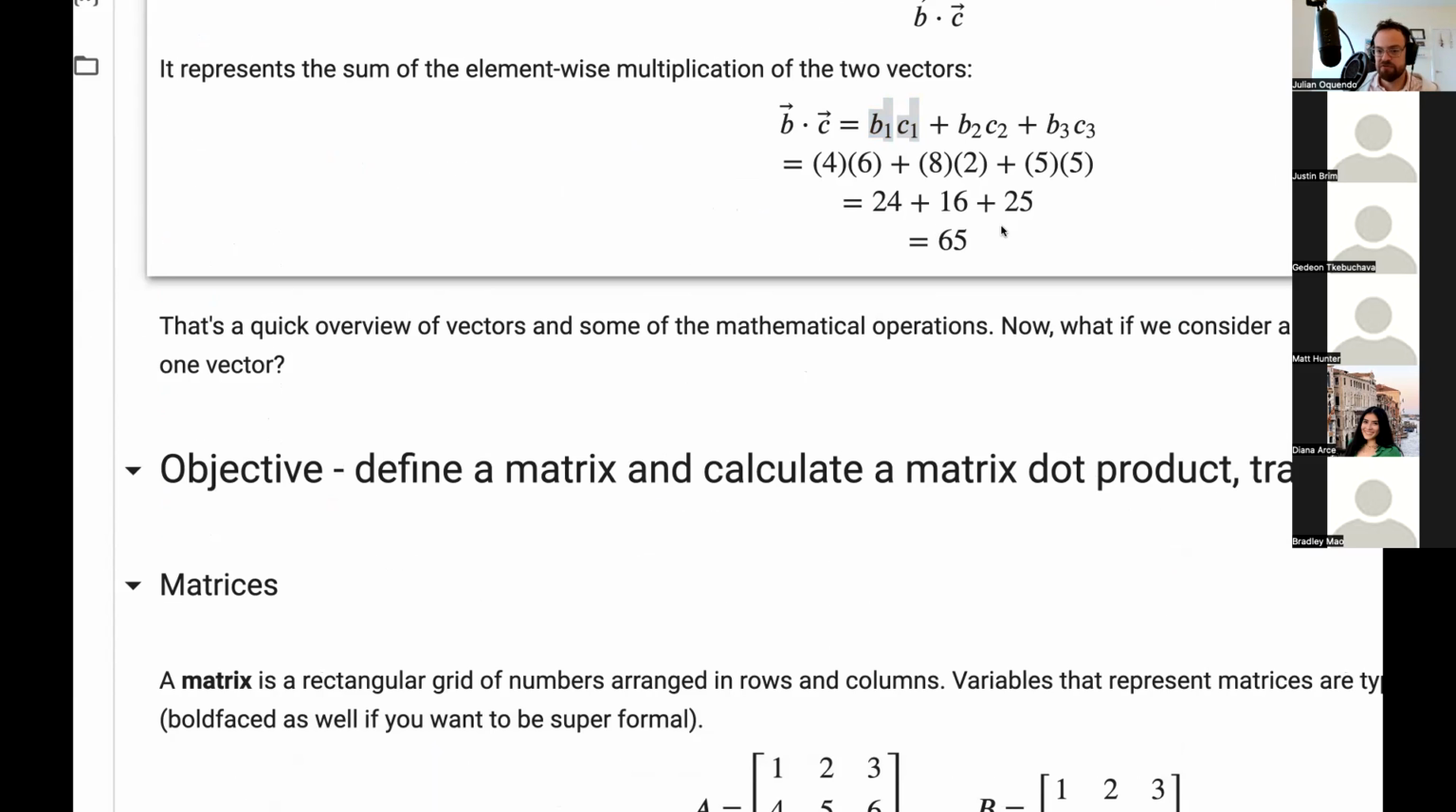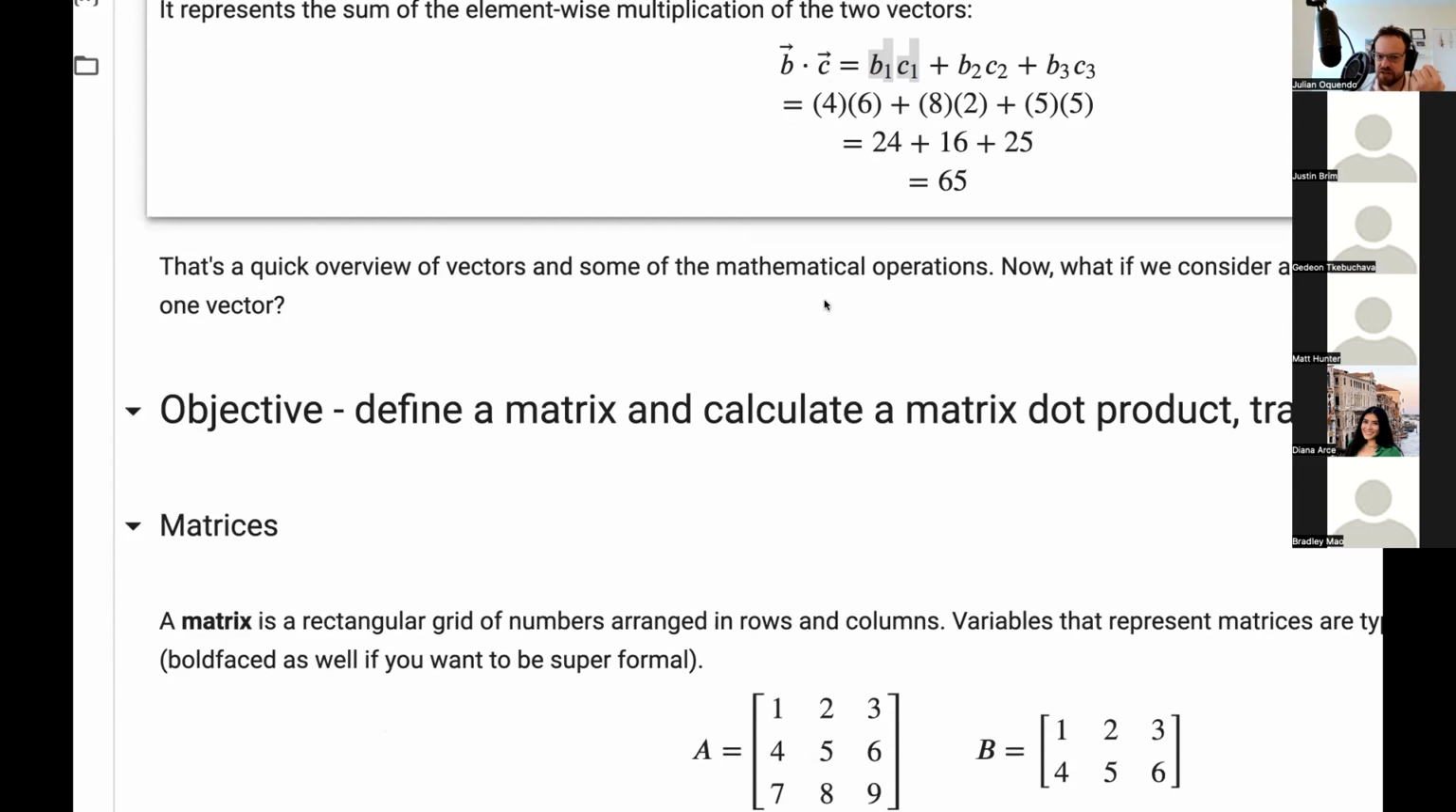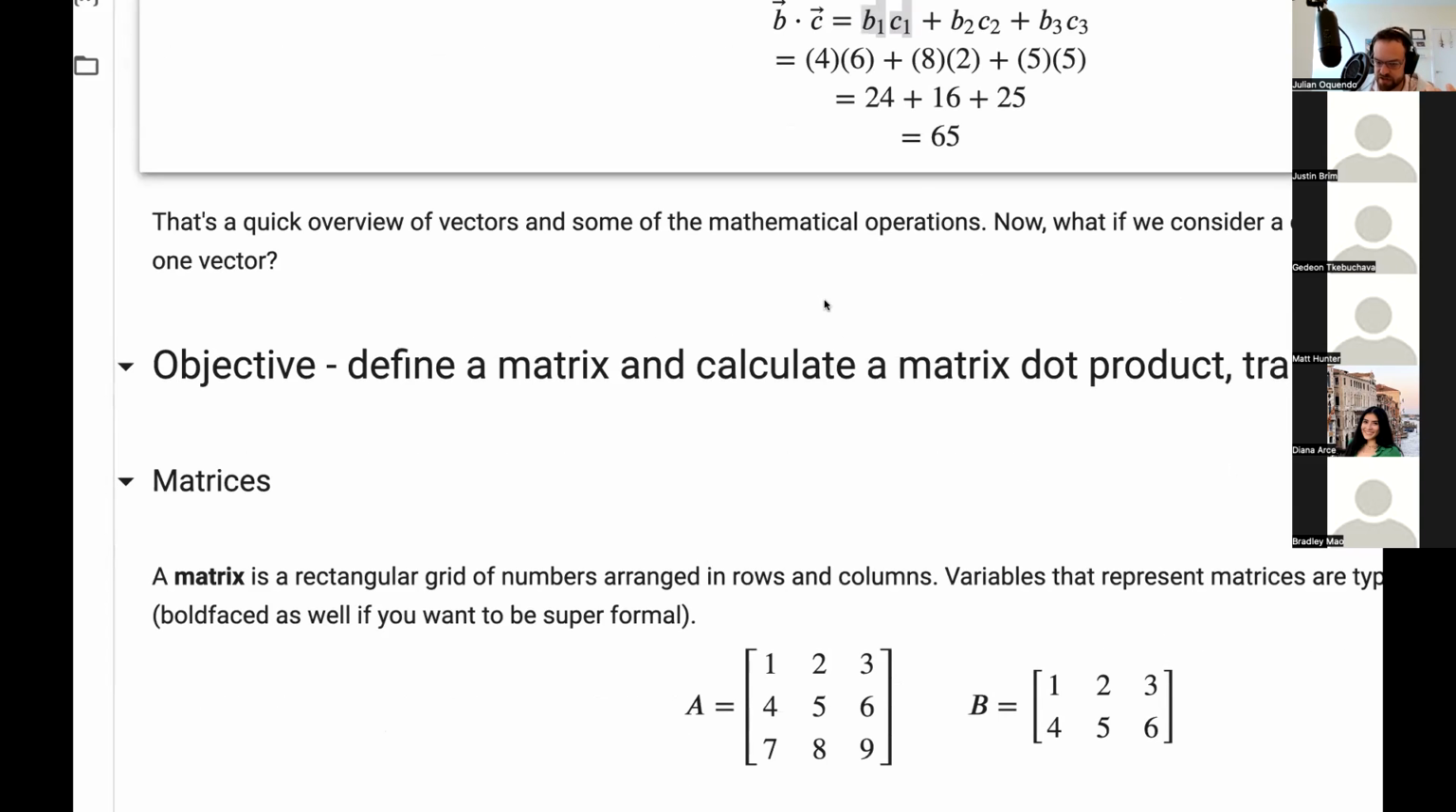So this part's pretty straightforward. There's just some mathematics that happens behind the scenes between two vectors. Why do I need to know this? You don't really need to know this. You just need to understand what's happening with vectors and what happens from a mathematical perspective.